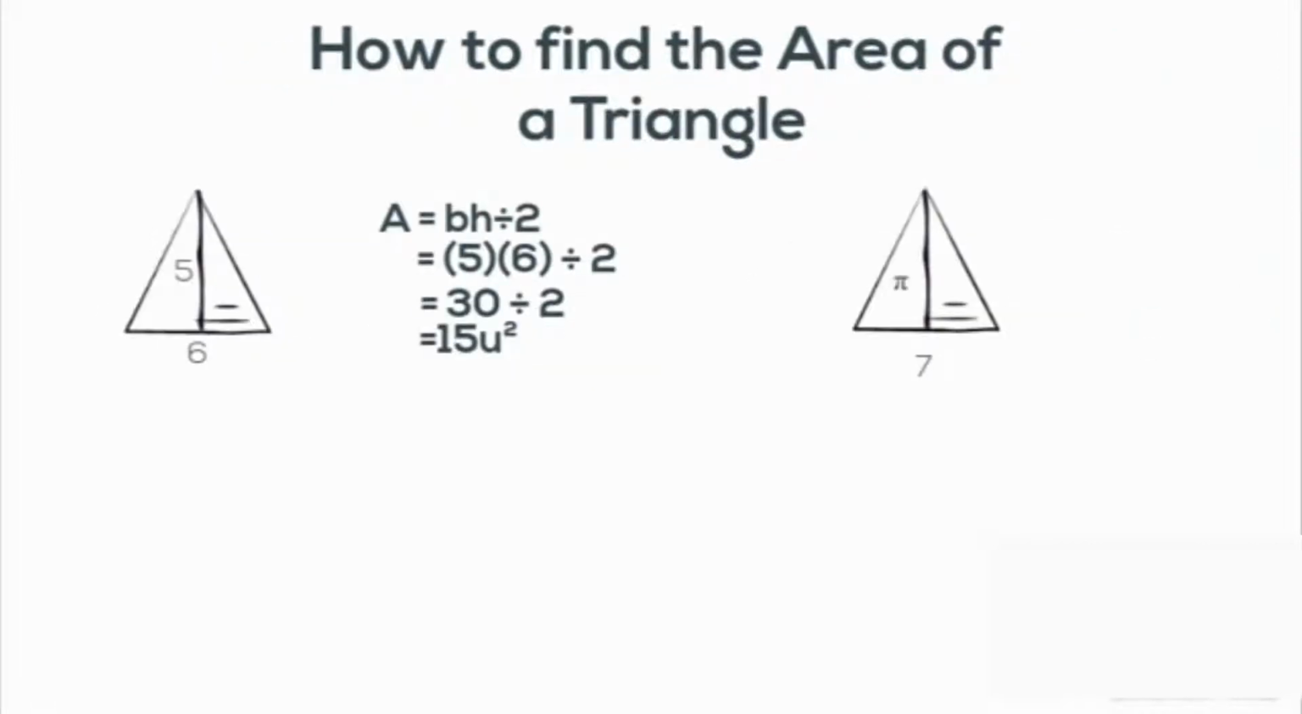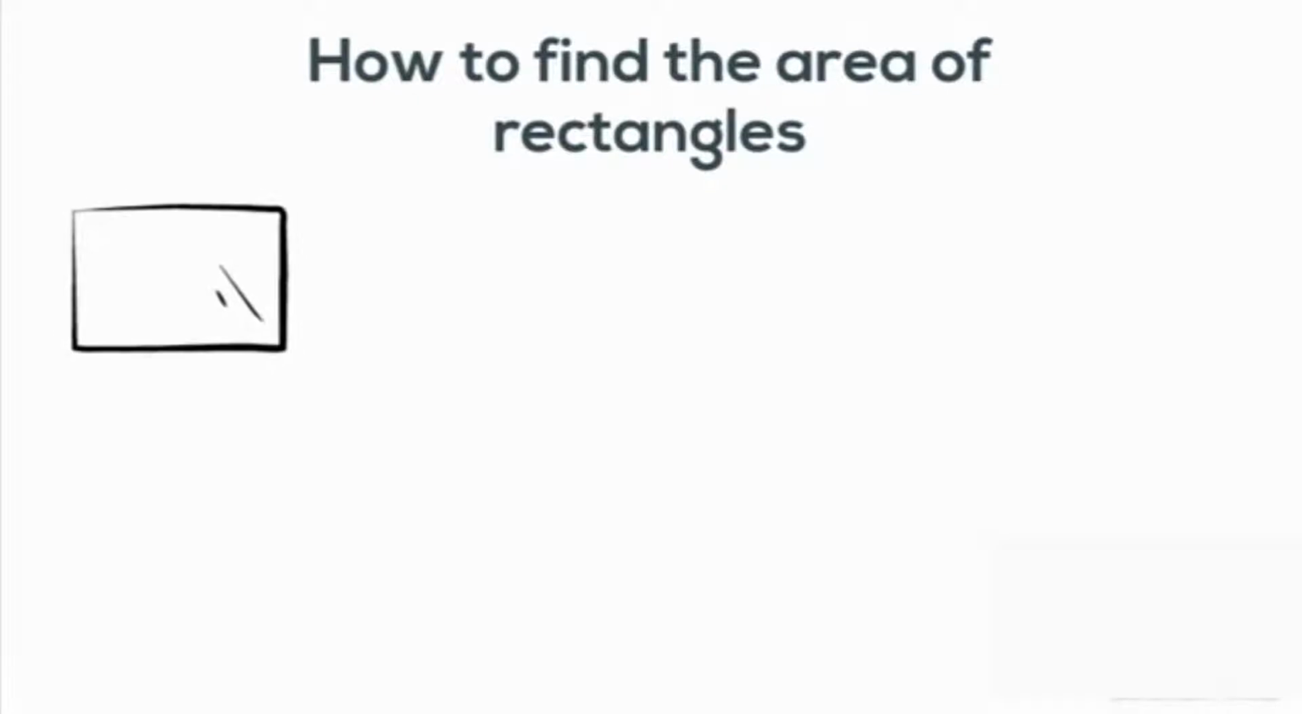So, now to find the area of rectangles. The formula, as you may know, is length times width. So, what you want to do is put in A, standing for area, equals length times width. Then you want to go ahead and substitute in your values, 7 times 9, which gives you the statement that this rectangle has an area of 63 units squared, or 63.